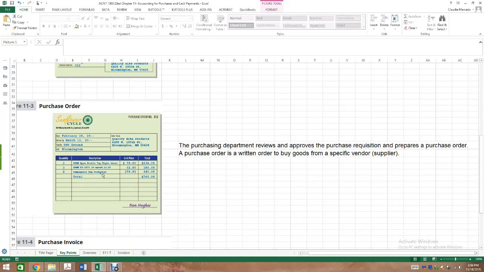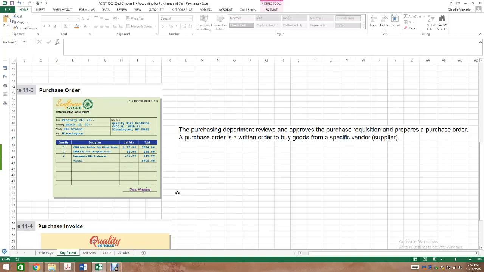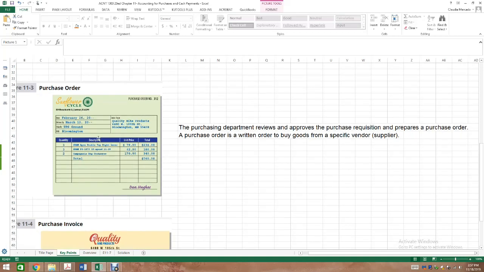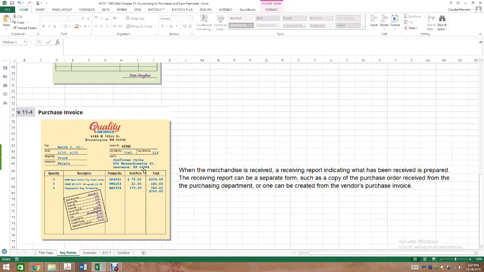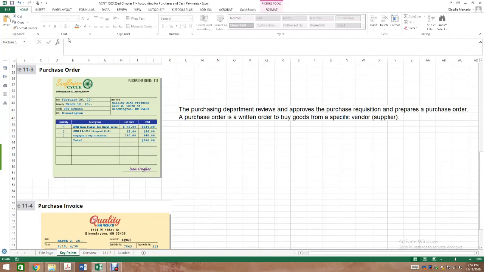So here I'm actually sending out this purchase order to Quality Bike Products and letting them know, hey, you need to send me 3 of this, 3 of that, and 2 of that. And this is the total, $760, that I'm going to be paying you after you deliver me the goods. So the order is placed here for the purchase order. The form is sent out to Quality Bikes. Quality Bikes prepares the order and ships it over to us, to Sunflower Cycle.